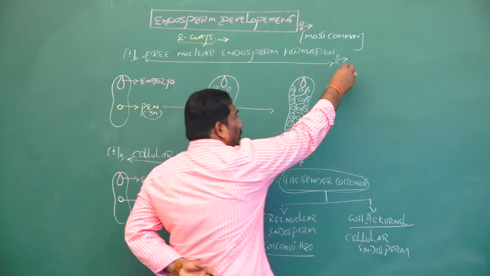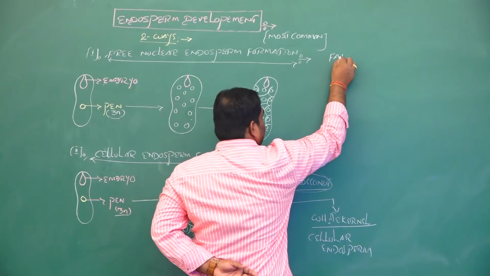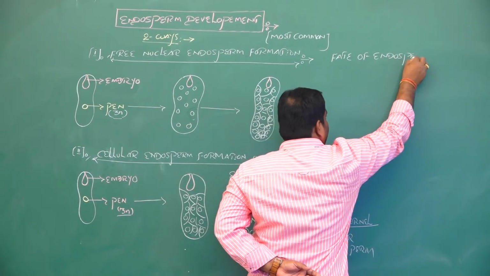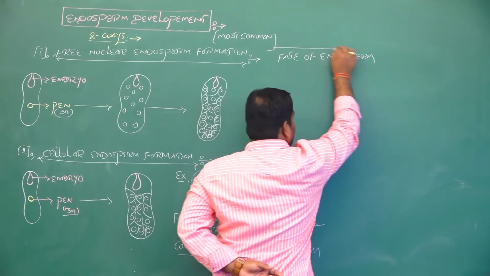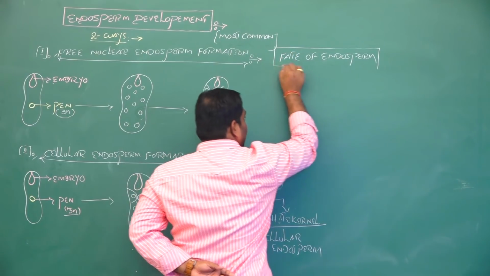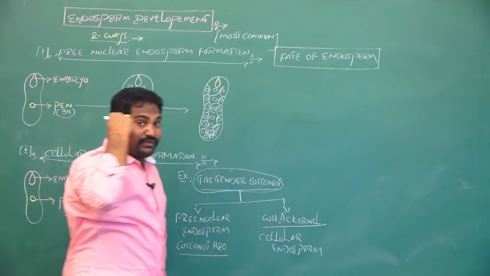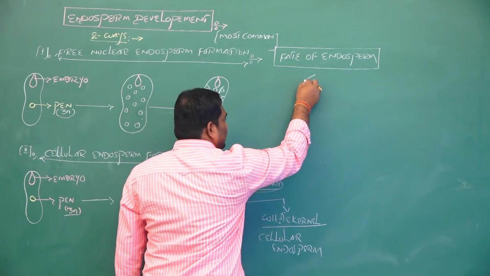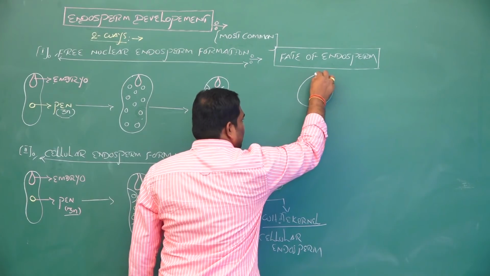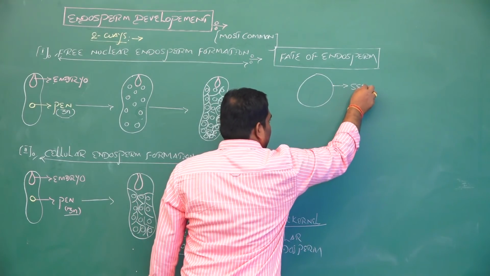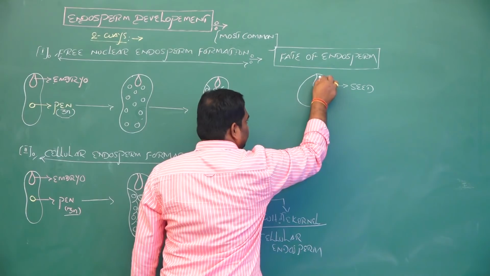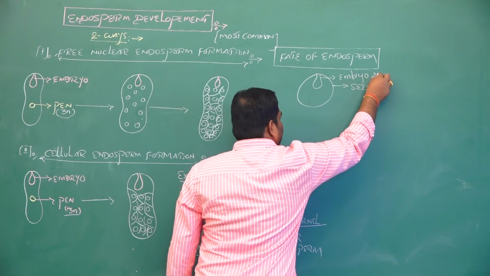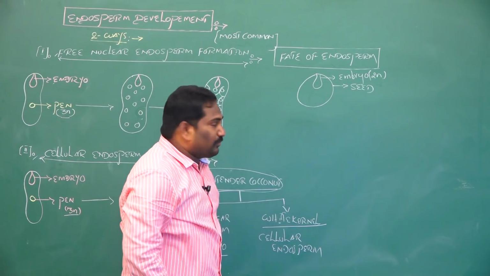Let's discuss what is the fate of endosperm. After formation of these endosperms in angiosperms or flowering plants, what is the fate of this endosperm? Generally, this is a seed. Inside the seed, a diploid embryo is present.